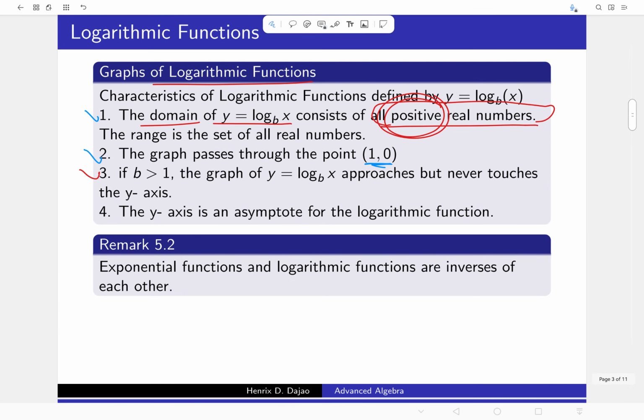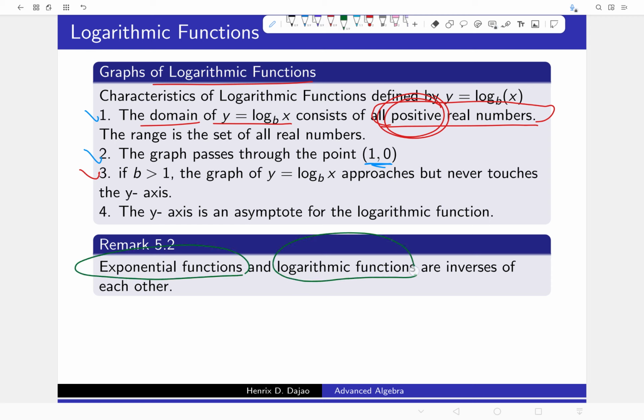Okay, so we have some remarks here. The exponential function and the logarithmic function are inverses of each other. It's important to note what we learned last time: we will use this idea that they are inverses of each other, because when we graph the logarithmic function, we will use the exponential function. What does it mean when the exponential and logarithmic functions are inverses of each other? We've already discussed the inverse of a function.